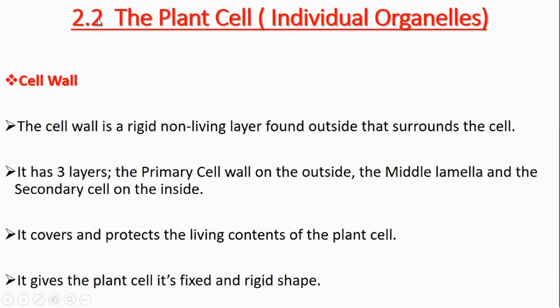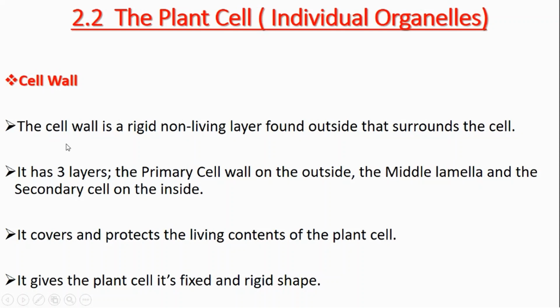Now we're moving over to 2.2, which is the plant cells. Now we are looking at things that are individual to the plant cell, individual organelles now. These organelles are for the plant cell only. You will never find them in the animal cell. Starting off at the cell wall.